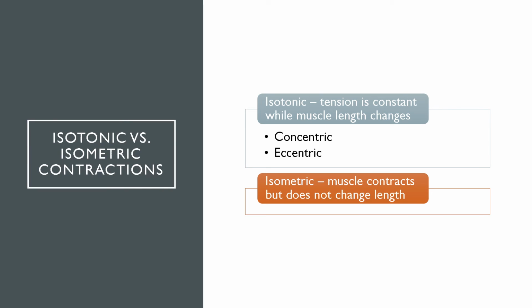Now, muscle contraction may either be isotonic or isometric. In isotonic contraction, the tension, which is the force of contraction, developed in the muscle remains almost constant while the muscle changes length. This type of contraction is used for body movements and for moving objects. There are two types of isotonic contraction. These are concentric and eccentric.